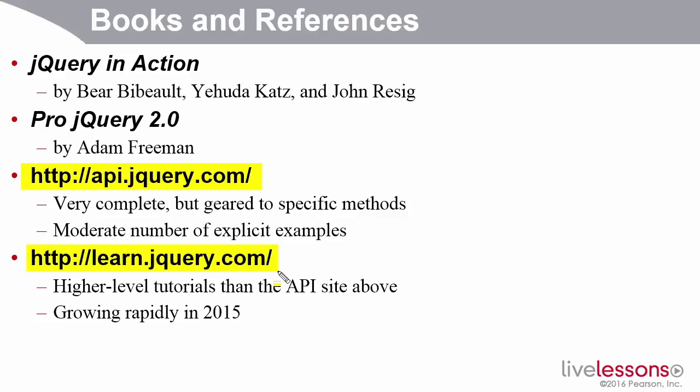The top one, api.jQuery.com, is geared towards specific methods. If you want to know exactly what the hide function does and exactly what the arguments are, you look up the hide function and it very specifically tells you. So every function in jQuery is listed there with explicit detail on what the arguments mean and what the return value or the behavior is.